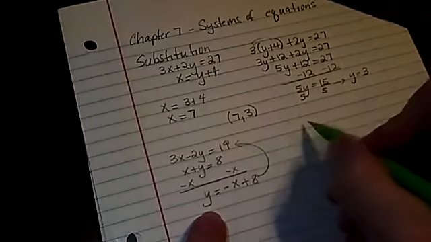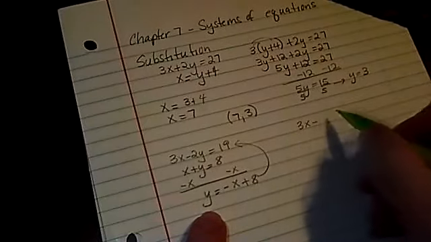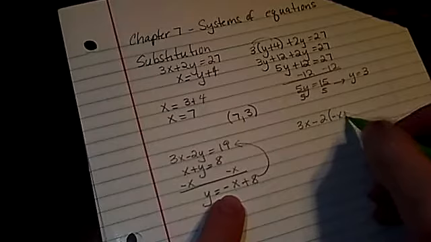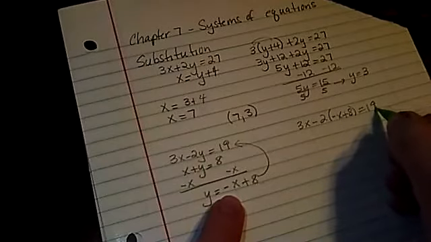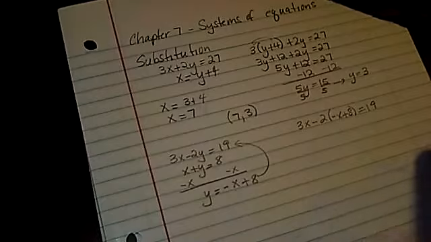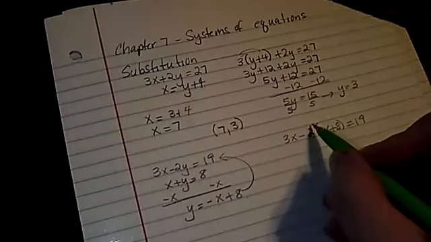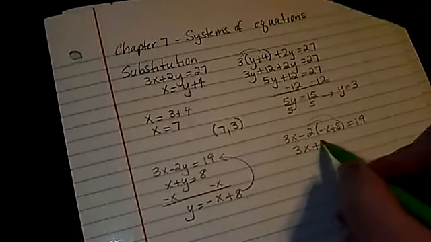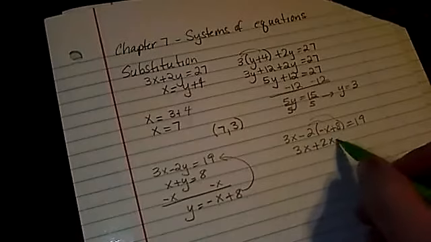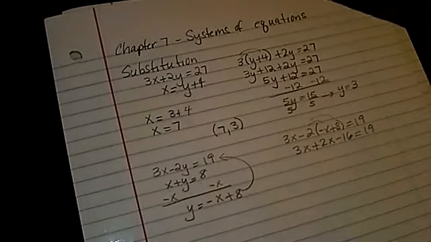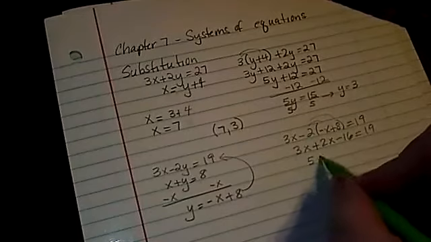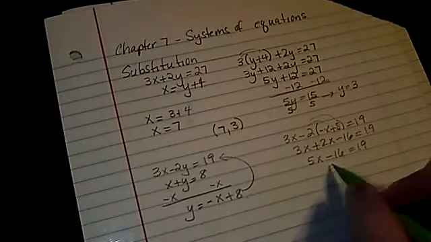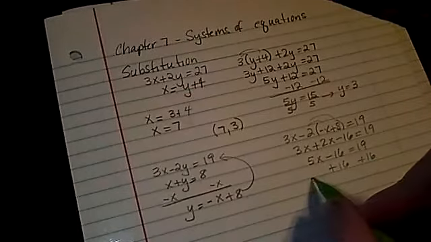So let's do that. We have 3x, and this time we're putting it in for y, so -2. In place of y, we're going to put in -x plus 8. So really we're just substituting one equation into the other. That's why it's called substitution. Now let's distribute this -2 through. So we have 3x, negative 2 times a negative x is a positive 2x. Negative 2 times 8 is negative 16 equals 19. Combine your like terms, so here we have 5x. Again, we're solving for the variable, so let's eliminate that negative 16.